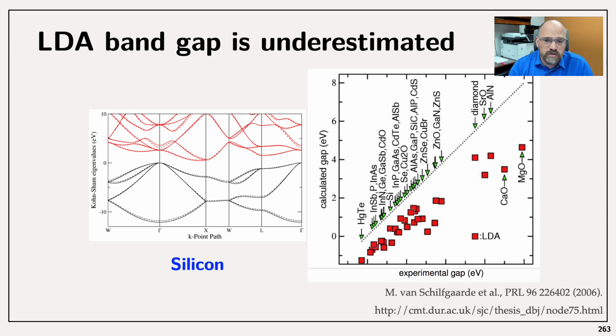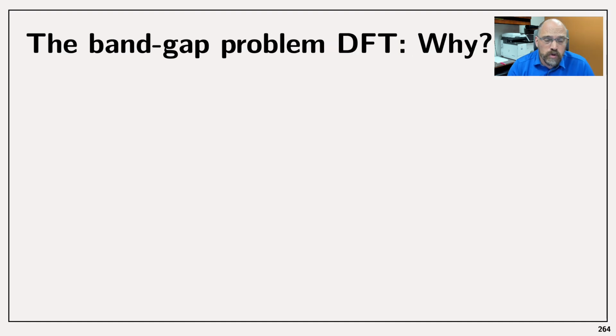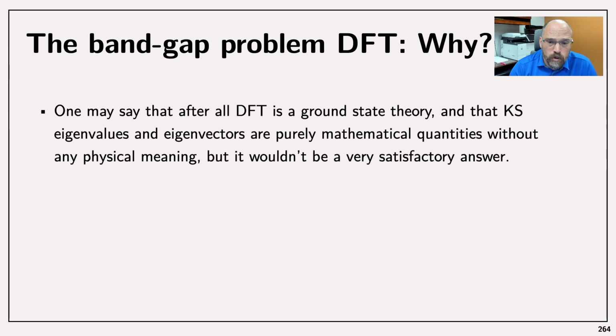So the question I want to answer is, why do we have a band gap problem in DFT? Let me tell you first and foremost that one argument you will see often is that after all, DFT is a ground state theory. Remember, Hohenberg-Kohn was proven for a ground state. So even talking about band gap, where you are really talking about exciting an electron from one state to another, you get out of the ground state. And you say, well, DFT is a ground state theory anyway, so let's forget about it.